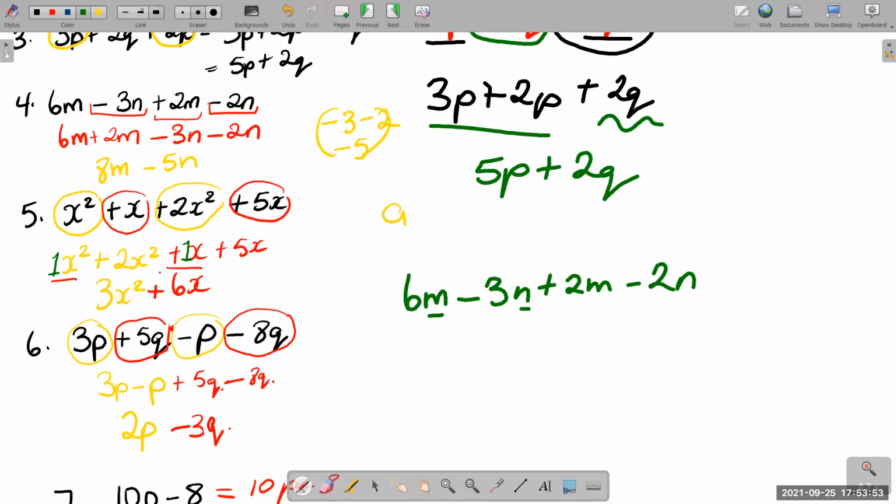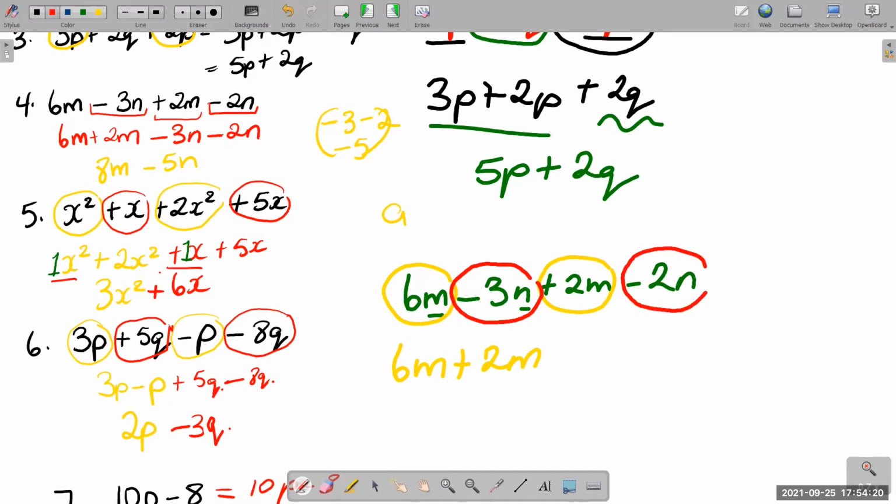Let's group all of our m's together first. So I would have a 6m, a positive 6m, and I'm going to add 2m. So I'm going to write that in yellow. 6m, that's your first step. You get marks for this. Rewriting it, grouping in like terms. So let's use red now for the n's. What comes in front of this 3n? A subtraction sign. So you're going with that. What comes in front of this 2n? A subtraction sign. So let's come with that. So I'm going to rewrite minus 3n minus 2n.